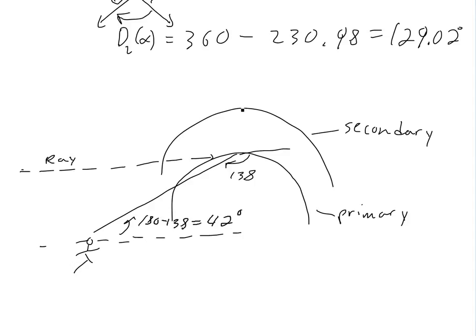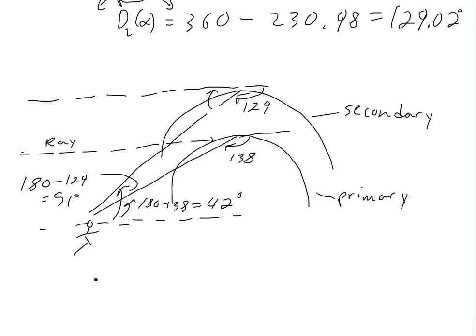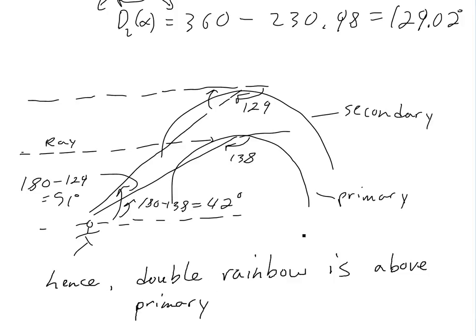Now for the secondary one, it's the same thing. If you draw a sun ray like this one, and one parallel there, this one is 129. Then this angle right here would be 180 minus 129, which is equal to 51 degrees. As you can see, it's 51 degrees, and that's above the 42, hence you can see it above the primary one. Thus the double rainbow is above the primary.